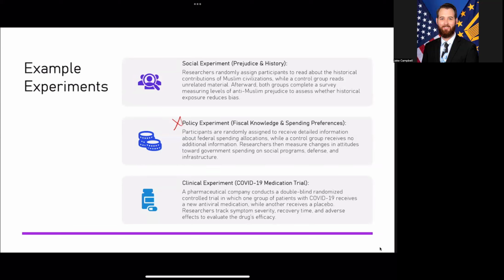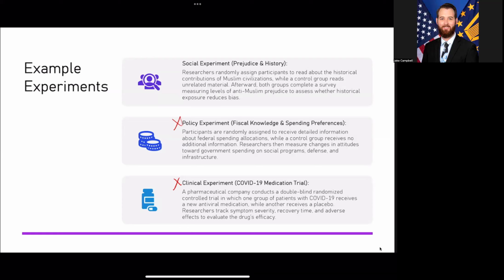Clinical experiments, these are things like drug trials. Obviously, during the pandemic period, there were a lot of different efforts to test new medication. Something that would be an experiment in this domain would be a double-blind randomized control trial, where you get a number of patients that have COVID-19 symptoms. Half of them are randomly chosen to receive a new antiviral medication, while the other half receive a placebo, something like a sugar pill or something that doesn't have any other medication.